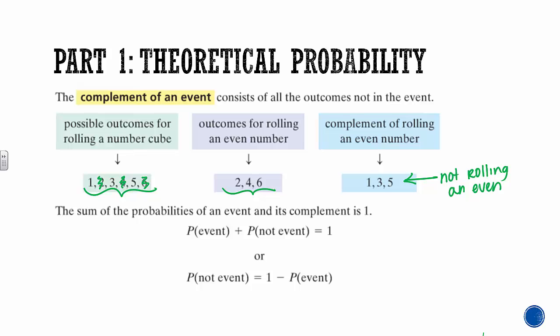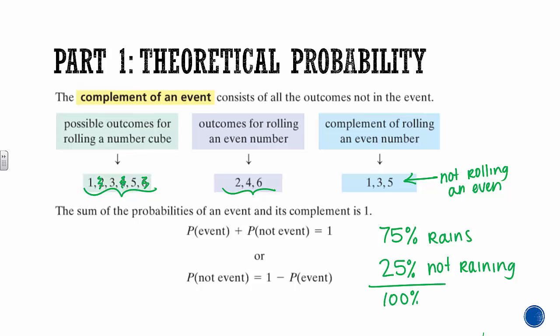The sum of the probabilities of an event and its complement are 1. Remember complementary angles, they summed up to 90. This is kind of the same thing. A complement adds up to 1. So let's say that there is a 75% chance that it rains tomorrow. The probability of it not raining has to be the other 25%. There can't be like a 10% somewhere that would be something besides raining. It either rains or it doesn't, and these two added together equal 1 or 100%.